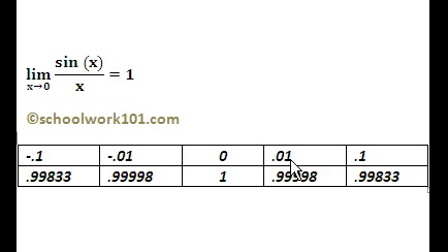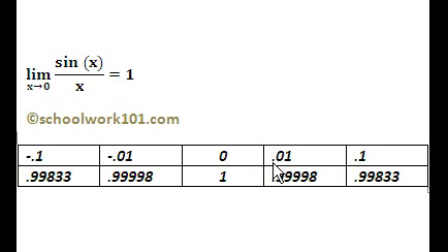So what we're going to do here is take 0.1 and plug that into the function, so sine of 0.1 over 0.1 gives us approximately 0.99833. And then we get a little bit closer to 0, coming in from the right of 0. We take 0.01, plug that into our function, so sine of 0.01 over 0.01 gives us approximately 0.9998. Now, as you can see, I'm getting closer and closer to 1 as my x gets closer and closer to 0.